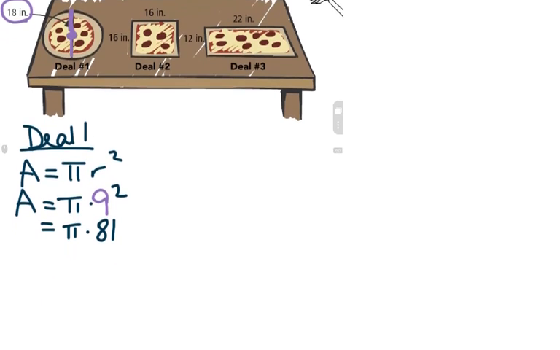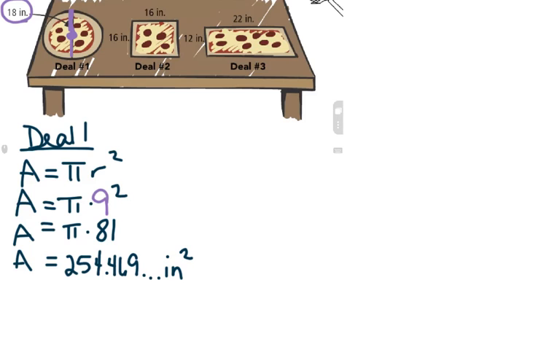When I do that, and again, it's to your benefit to go ahead and do this along with me on your calculator, I end up with the area being 254.469, and it goes on forever. So those are my 3 dots. And then the unit that goes with area would be square inches.